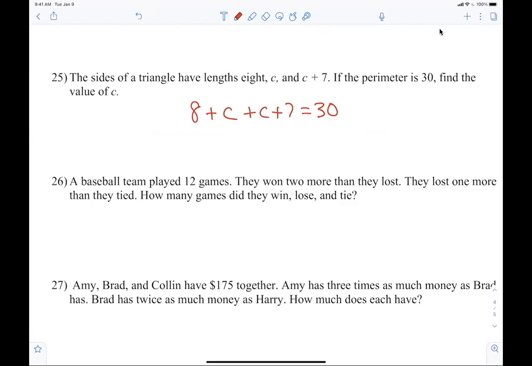Let me guess, you're having trouble with C plus C. Slow down. 2C plus 7. 2C plus what? 7. Oh, I mean plus 15. Then what? Equals 30. Very good. 2C plus 15 equals 30.